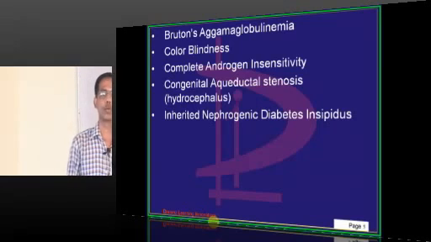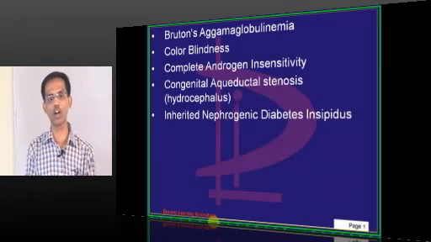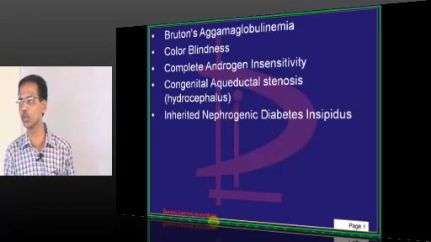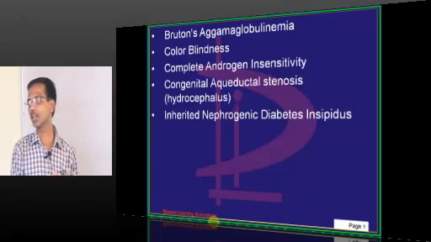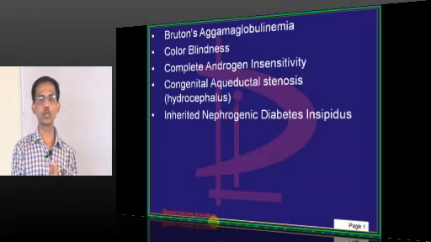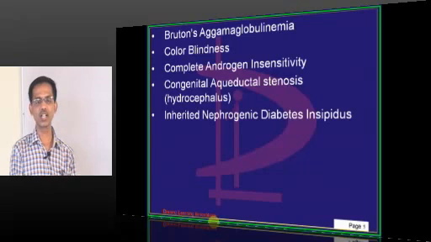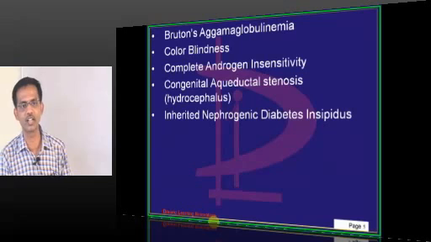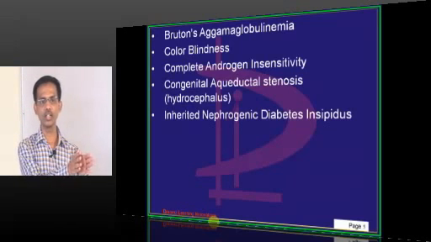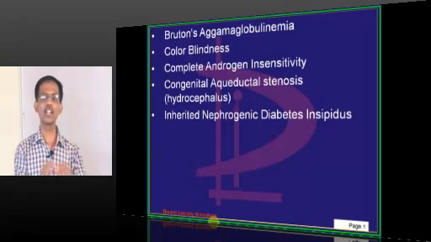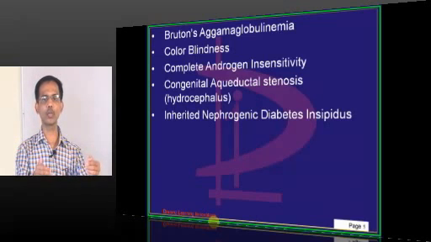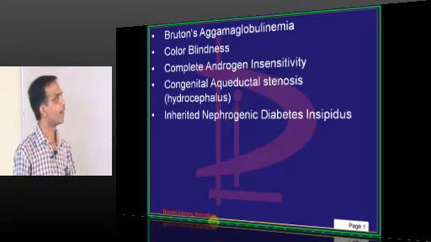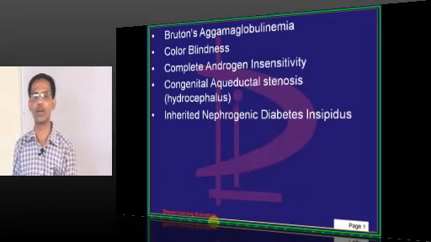It continues as Bruton's agammaglobulinemia. It's popularly called X-linked Bruton's. If you remember the full name, you don't have to memorize: X-linked Bruton's agammaglobulinemia. Color blindness. Color blindness has two peculiar patterns. One is X-linked. Sometimes it is also classified under codominance. If that is the question, directly go for color blindness. Otherwise, if codominance is not there in the options, only X-linked recessive is there, straight away go for X-linked recessive. Complete androgen insensitivity syndrome.